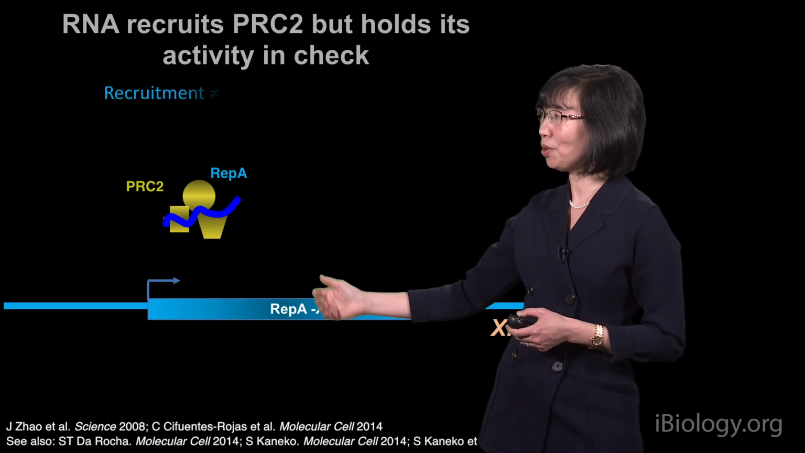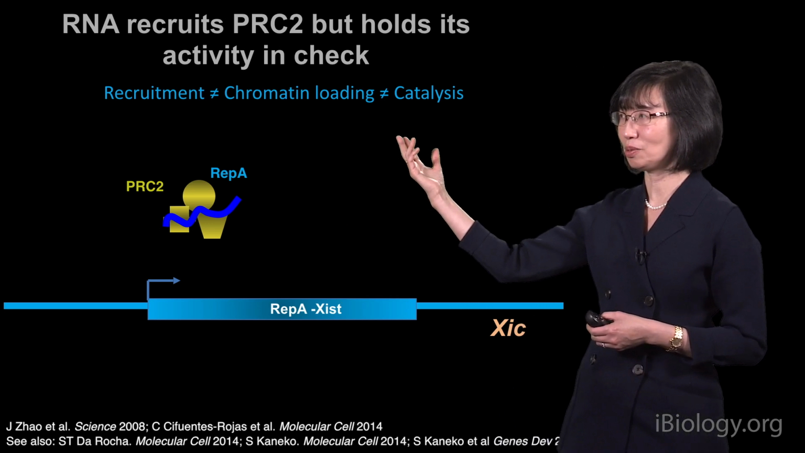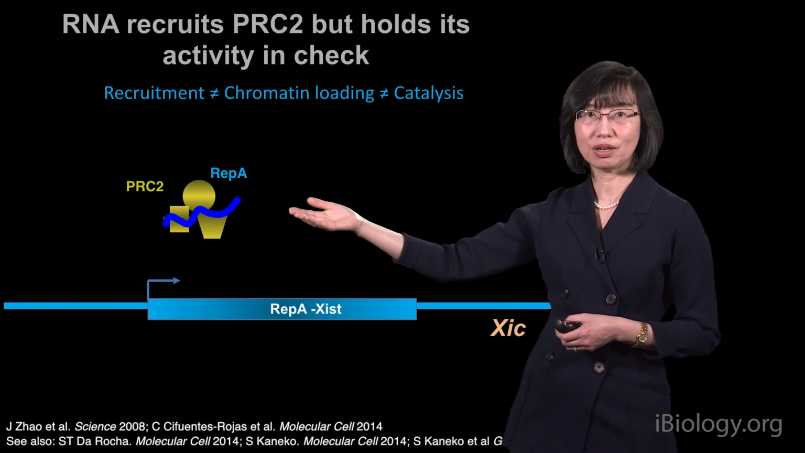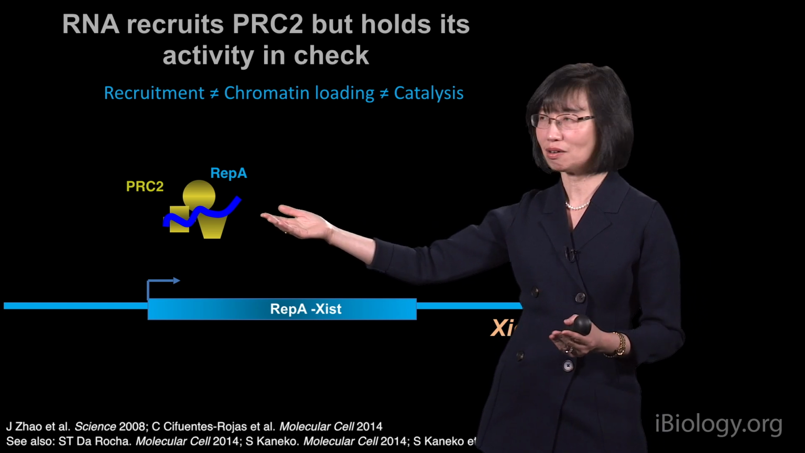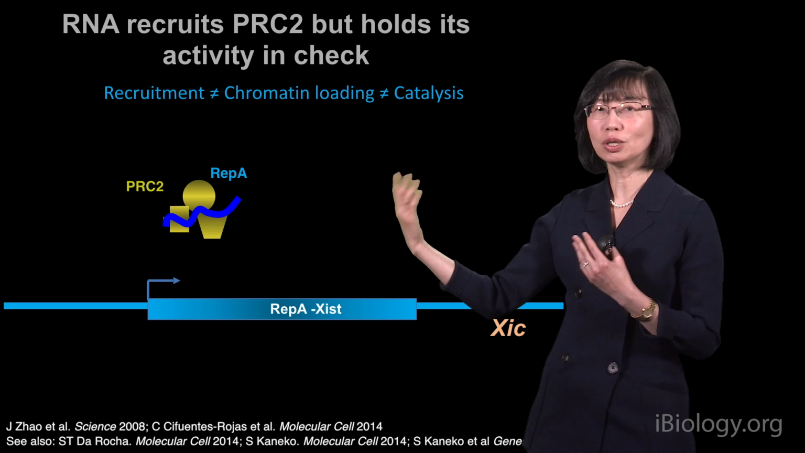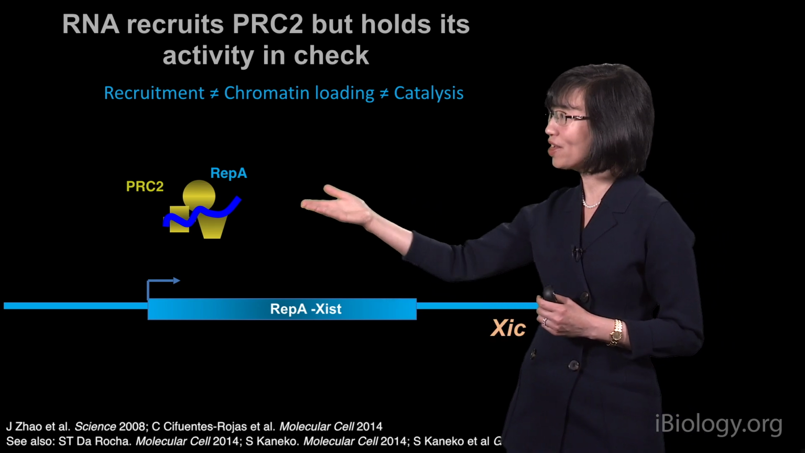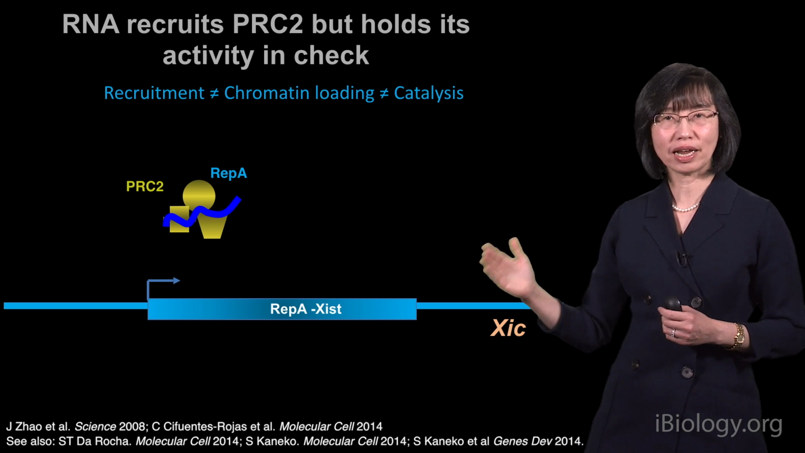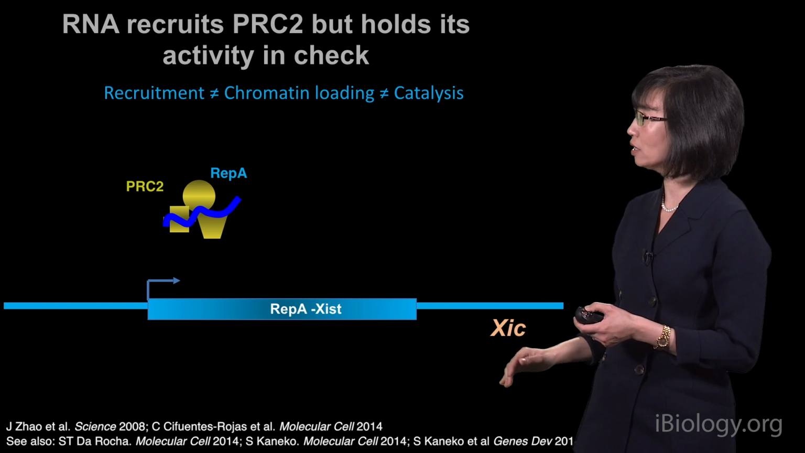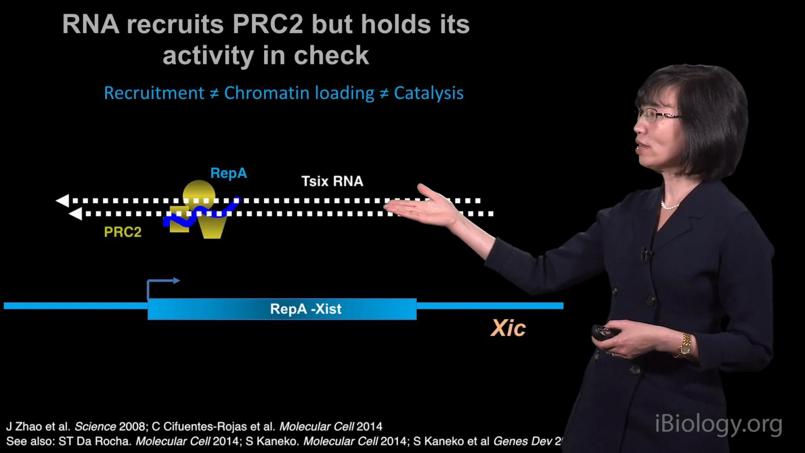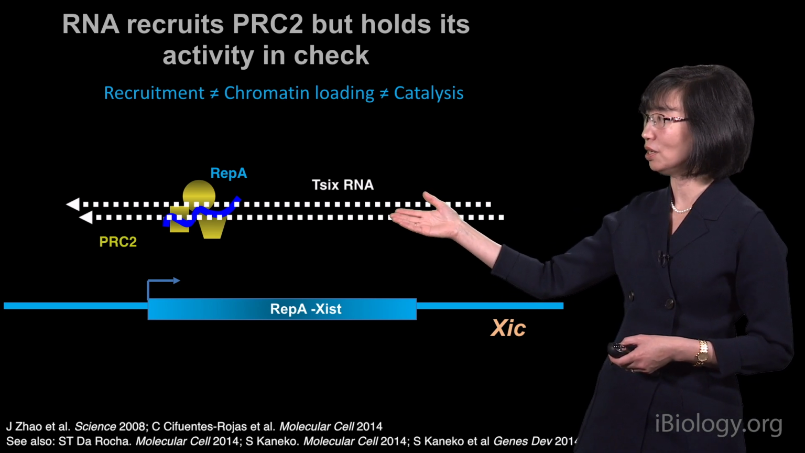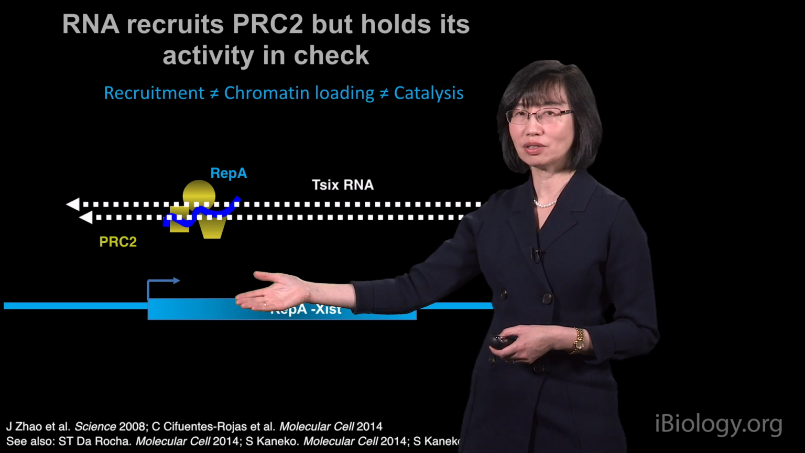Okay. Now, very importantly, our genetic and biochemical experiments show that even though the long non-coding RNA is recruiting PRC2 in a site-specific manner, that does not mean that it is automatically going to load that complex onto chromatin, or that it will induce the catalysis on H3K27. Okay. So in fact, these steps are biochemically and genetically separable. So for example, as long as the antisense repressor, Tsix, is expressed from the inactivation center, we see that this complex does not load onto chromatin.